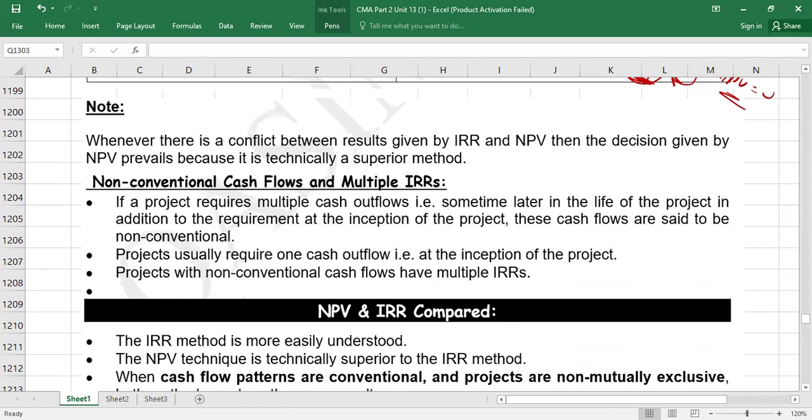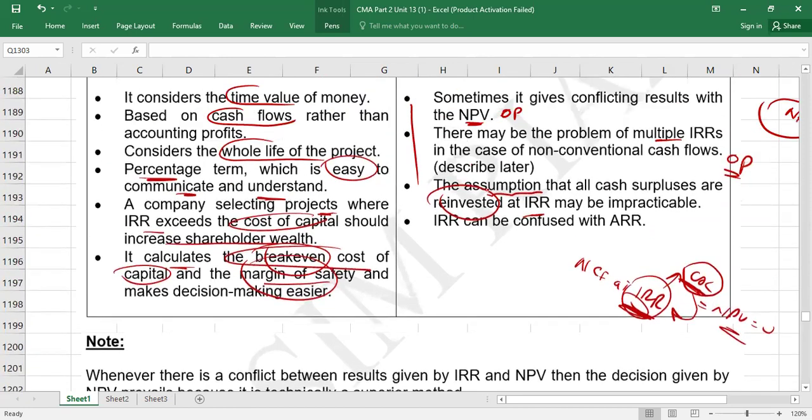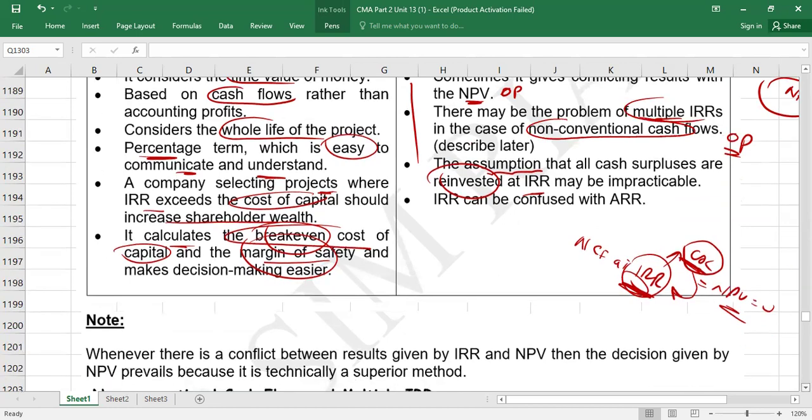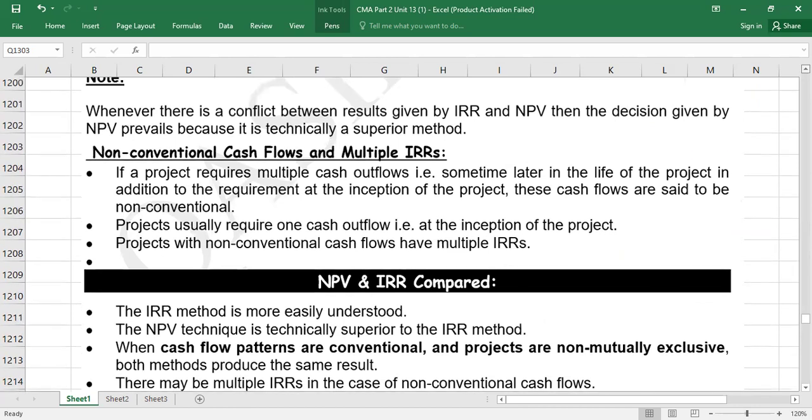Now please listen. Somewhere it was written as a disadvantage that there is the point of multiple IRR in case of non-conventional cash flows. So this point we are going to open now. So here we go. First let's understand the point we are going to discuss here, this note we are going to study.